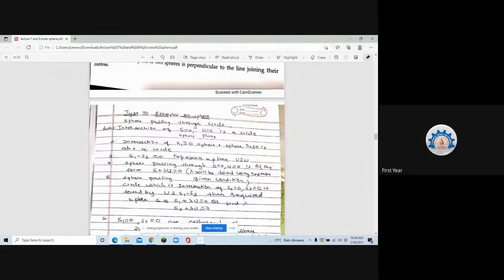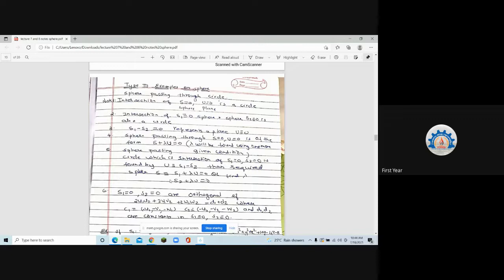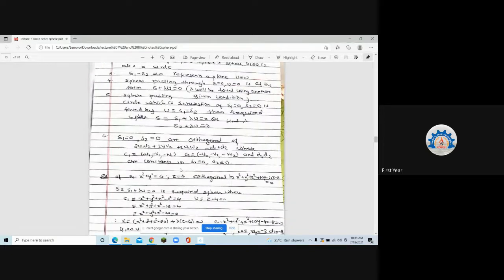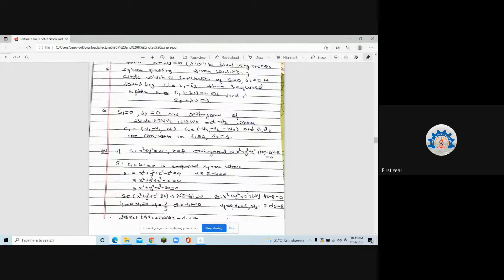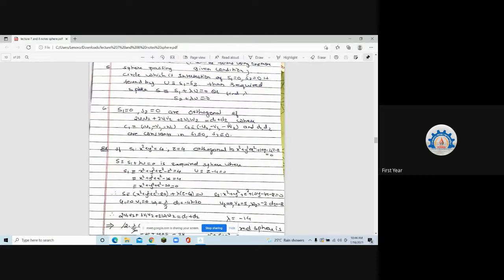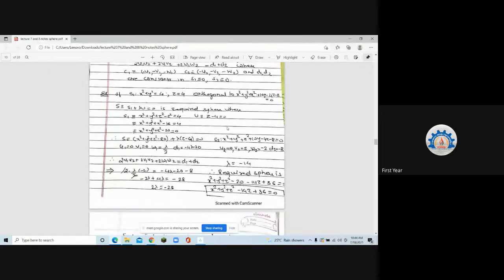Sphere passing through a circle, intersection of a plane and a sphere is written as S equal to 0 comma u equal to 0, and then the sphere passing through this circle is written as S plus lambda u is equal to 0. S1 minus S2 represents a plane given by u equal to 0. We can use S1 plus lambda u equal to 0 or S2 plus lambda u is equal to 0. And for finding lambda, if one more condition is given, that also we can be used. Two spheres are orthogonal if 2u1 u2 plus 2v1 v2 plus 2w1 w2 is equal to d1 plus d2, and so on. So this example I'll take later on.